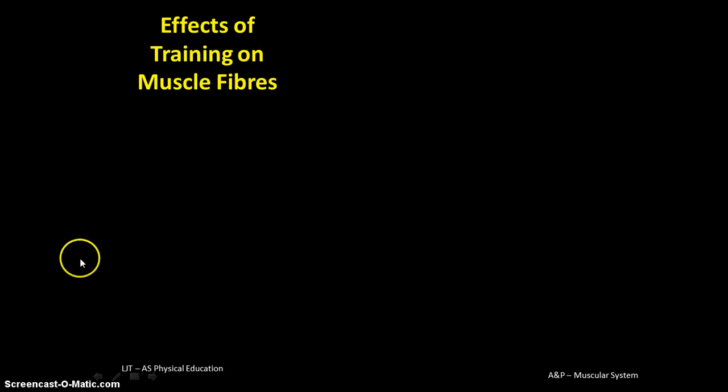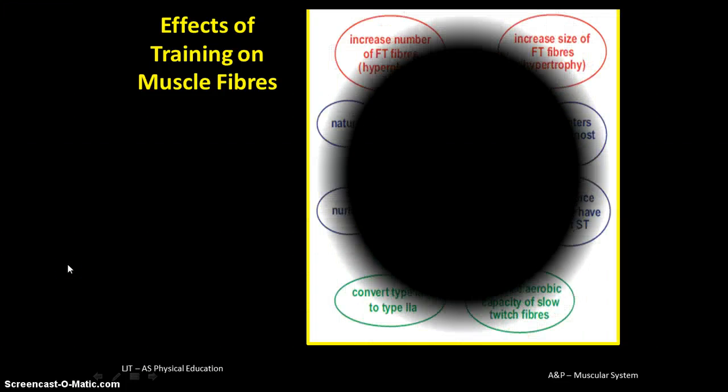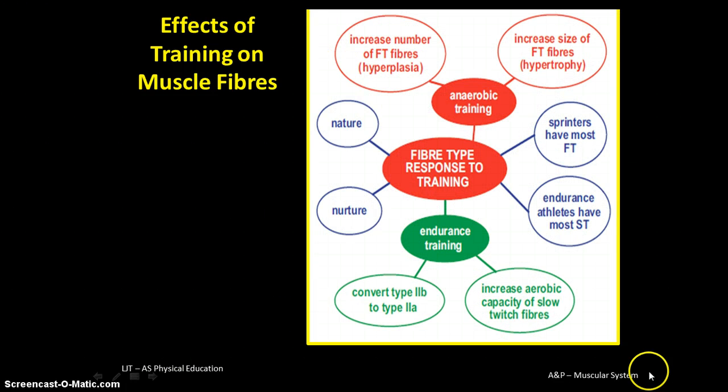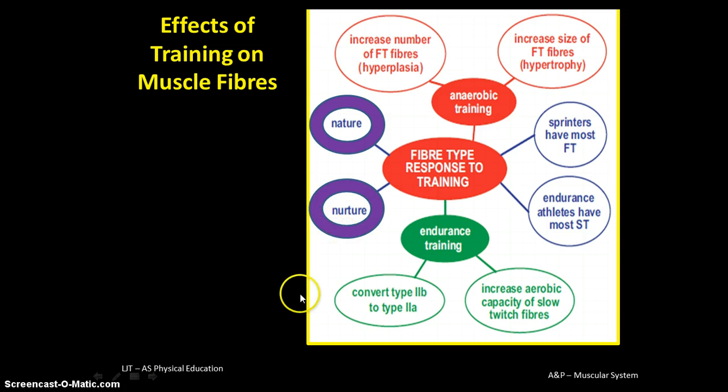Just very, very quickly then, we can train to make our fibres get better. So this image here shows you some of the effects of anaerobic and aerobic, or endurance, training. Firstly, remember that a lot of our fibres are determined genetically, so you can't necessarily make dramatic changes to the proportions that you're born with. You're born with it and that's it. But there is a nurture factor. We can train what we've got to become better. We can't make massive changes, but we can train them to do their job better.